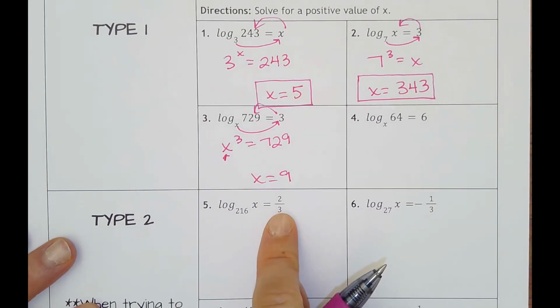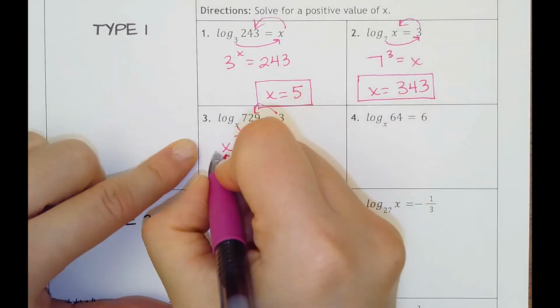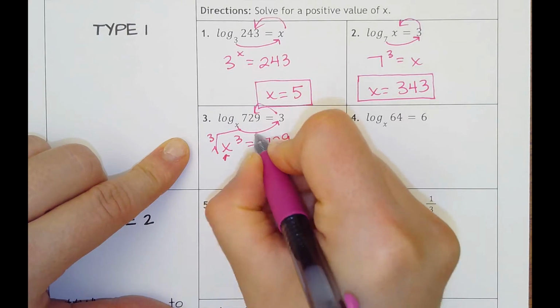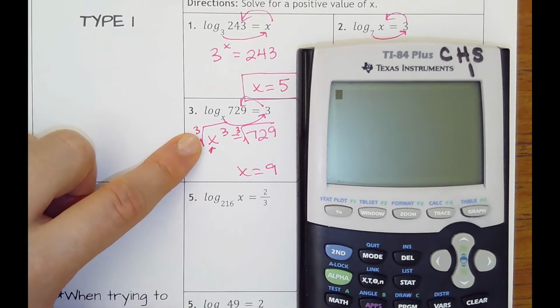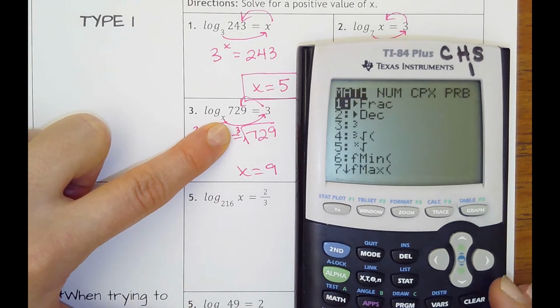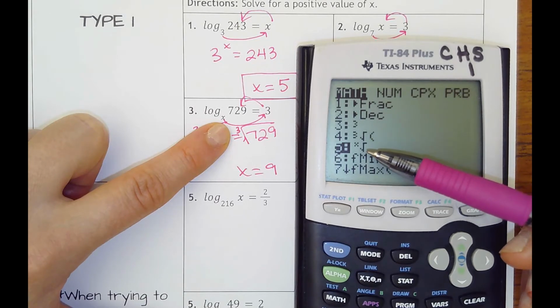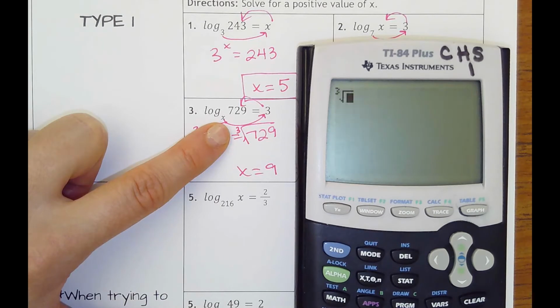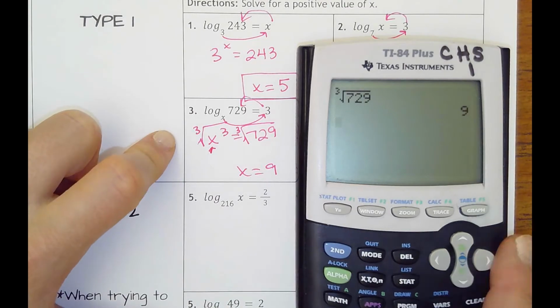Or if you don't like guessing and checking, what's the opposite of a number being cubed? A cube root. So you could cube root 729 and it would just give you the answer. And the way to do that is to put this index of 3 in first, hit math, and then go down to option number 5. Or option number 4 would have already given you a cube root. But I wanted to show you this because we'll use powers bigger than 3. Okay, so we'll have cube root of 729, and it gives me 9. So up to you.